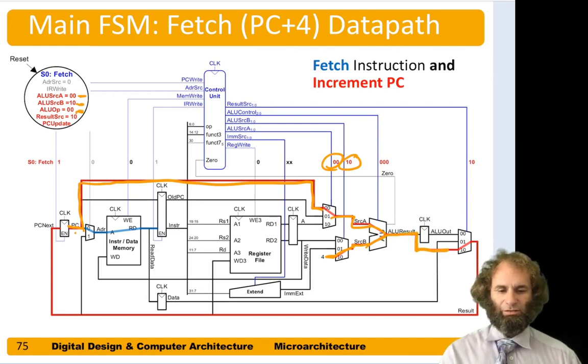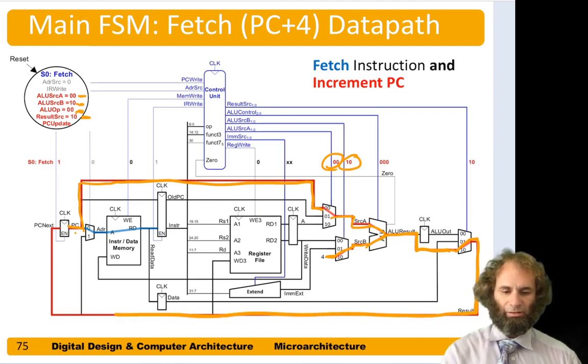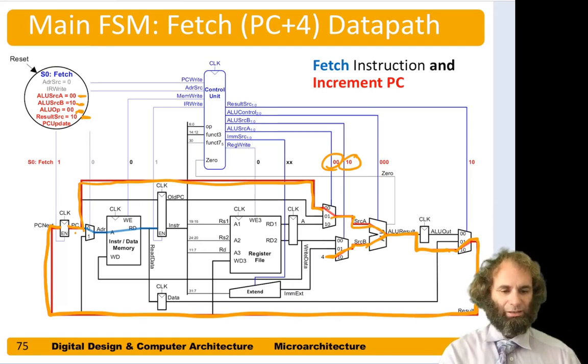That result we want to put right into the program counter, so the result mux needs to be result source 10 to choose ALU result. Bring this around as PC next, and then we need to assert PC update to tell PC write to be 1 and enable the program counter to get this new PC plus 4. So that concludes the controller for handling the load word instruction.